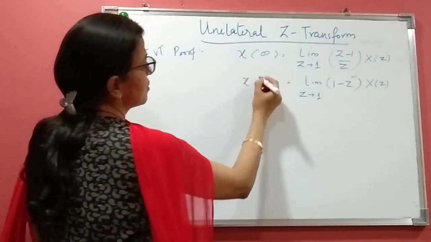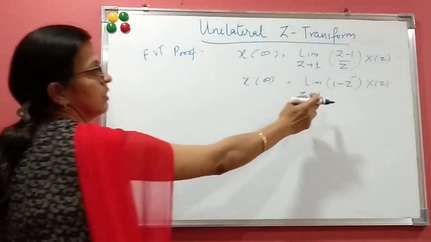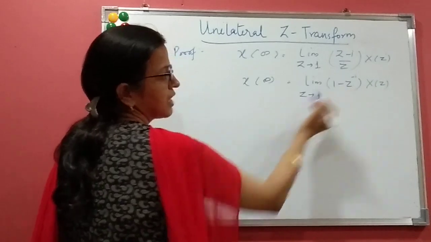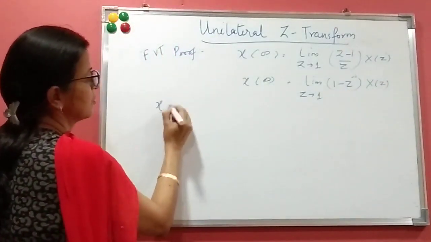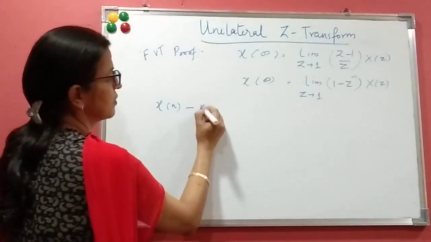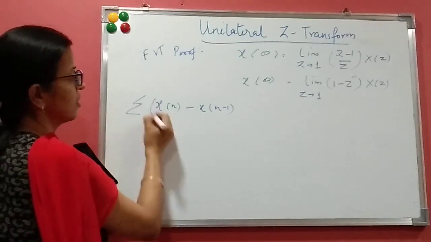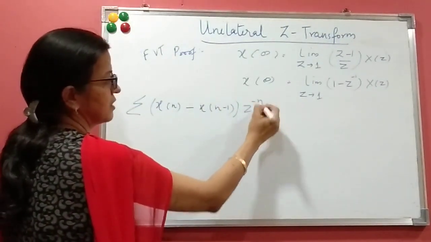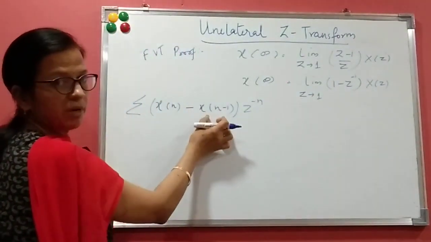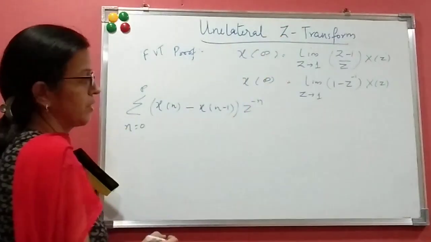Why am I writing like this? Because now we have to prove this and get that it equals x of infinity. So now look at this. What is x of z? The x of z is the transform of x of n, and z inverse x of z is the transform of x of n minus 1. So I am writing it here, summation with z raised to minus n. This is nothing but the z transform of x of n minus x of n minus 1, where n is again 0 to infinity because we are doing the unilateral z transform.